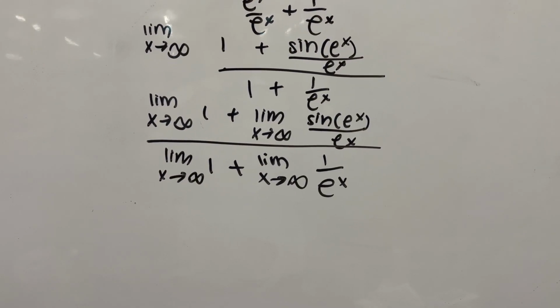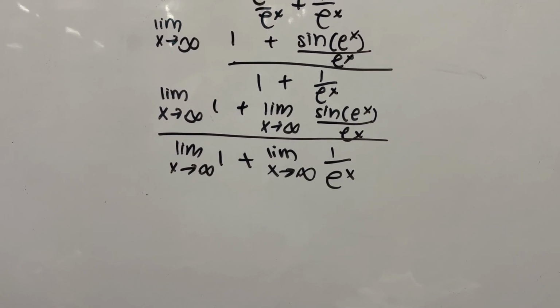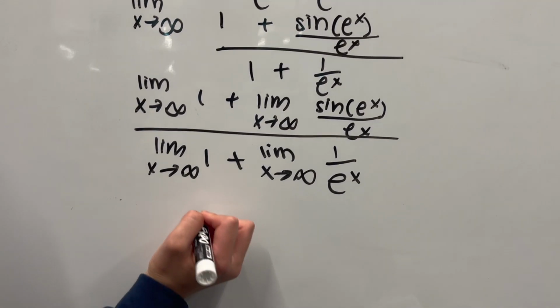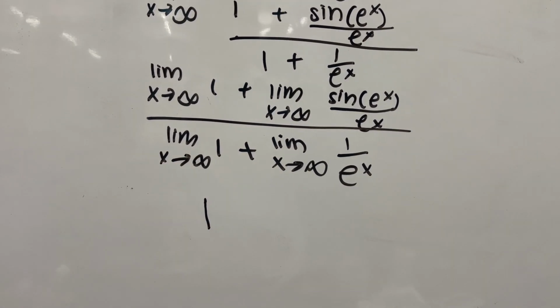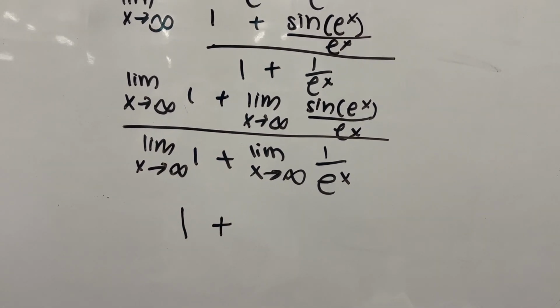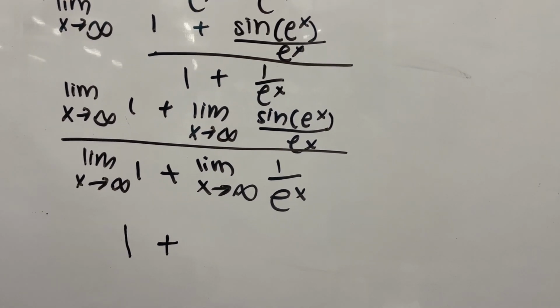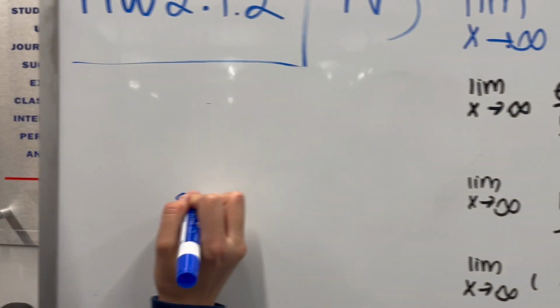Now we're going to evaluate each individual limit. First up, we have the limit as x approaches infinity of 1, which as we know is 1. And then to evaluate the limit as x approaches infinity of sin(e^x) over e^x, we're going to use the squeeze theorem.